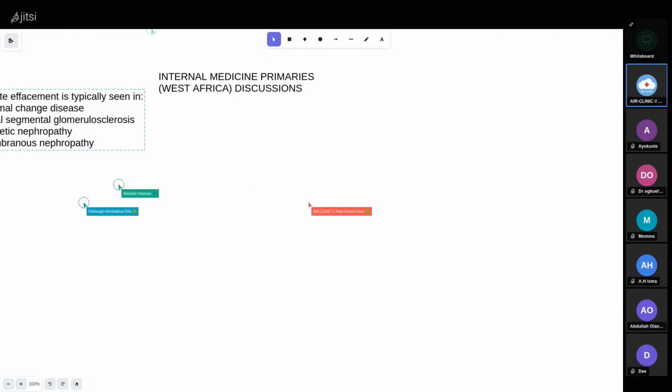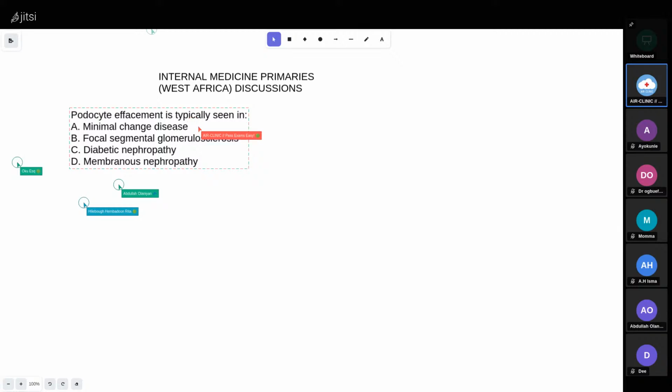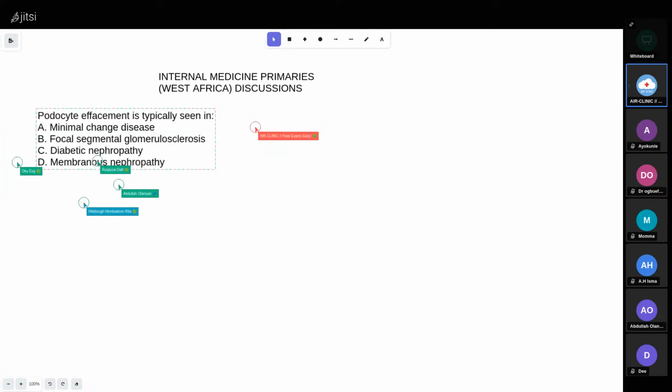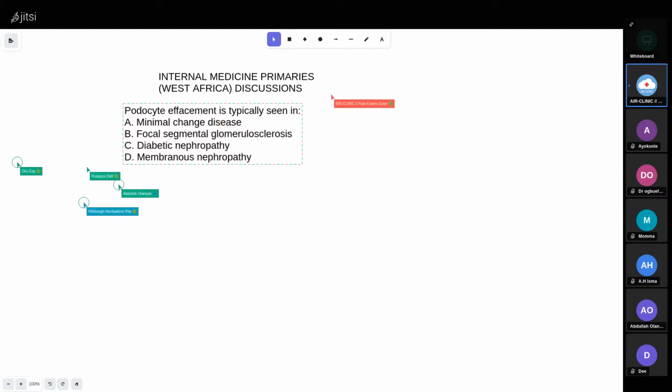Dr. Rukaya. Let the things be. Just let it be. Just let it be where it is. When you move it around, it's affecting the discussion. Don't select it. Just leave it.